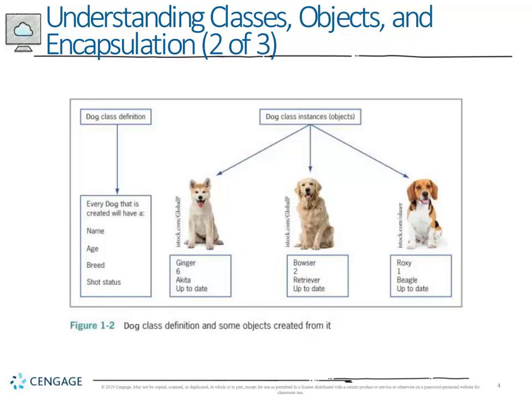Attributes are the characteristics that define the object. They are properties of the object. In this figure, we have a Dog class with attributes like name, age, breed, and shot status. Then we have three dog instances created from this class, and each dog has its corresponding properties.